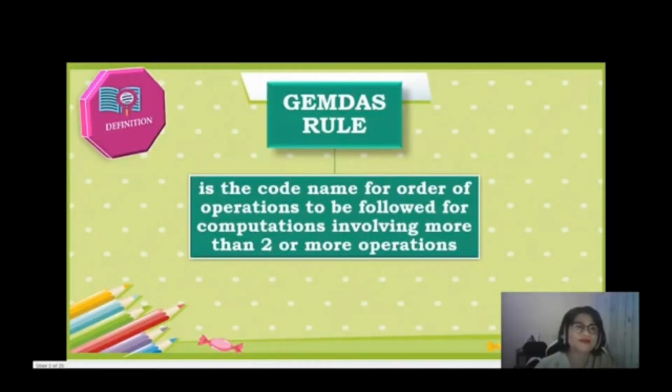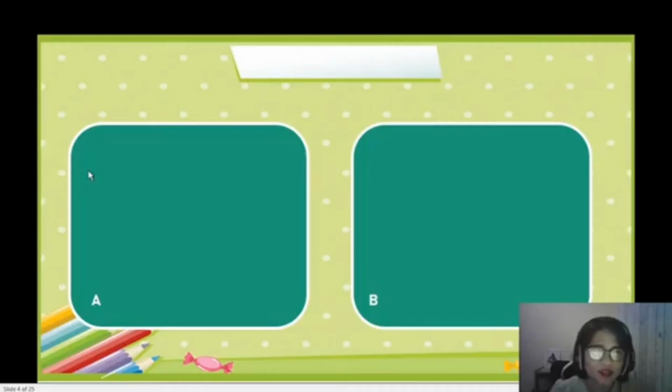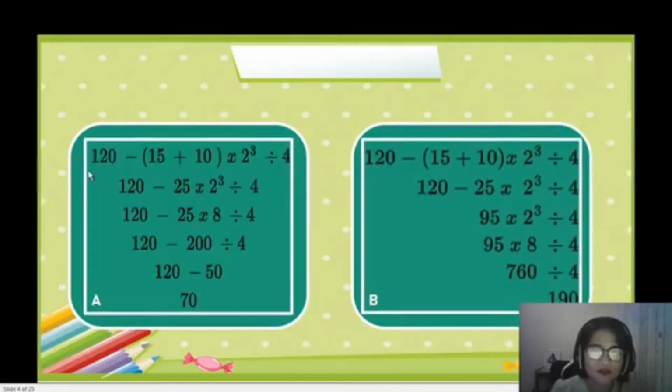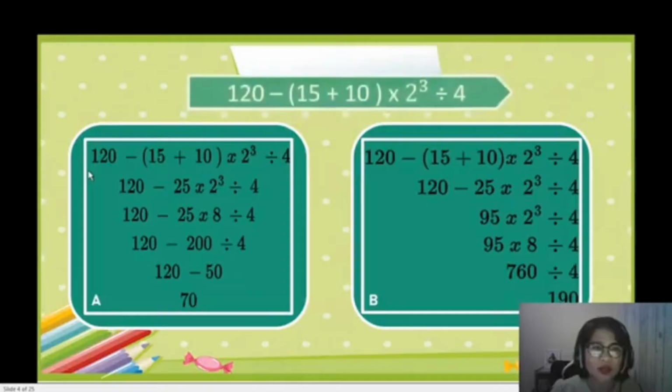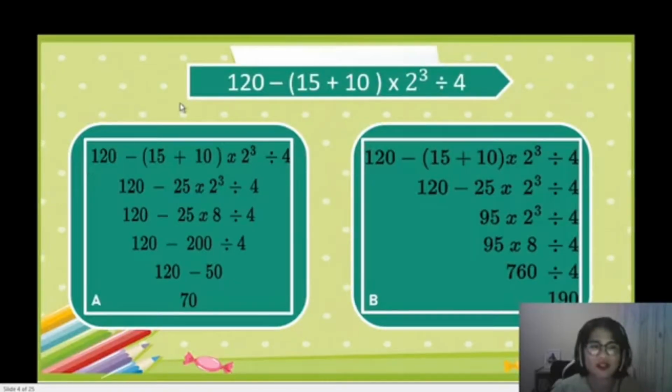Let's go! What is GEMDAS Rule? GEMDAS Rule is the code name for order of operations to be followed for computations involving 2 or more operations. Shown here are 2 different answers of different solutions to show the importance of order of operation. Can you tell me which of the 2 answers is the correct solution for this equation? 120 minus 15 plus 10 times 2 to the power of 3 divided by 4.